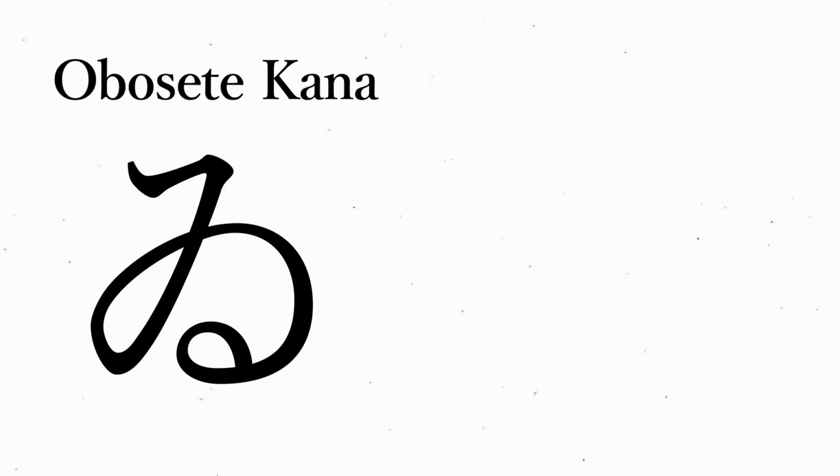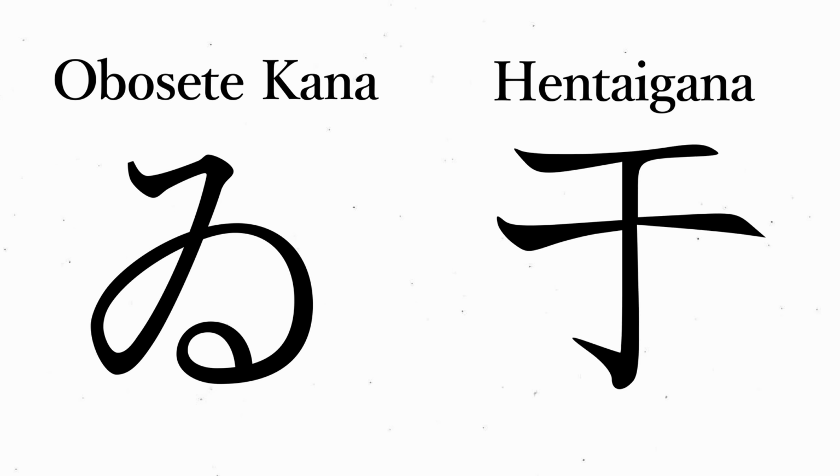So there are two kinds of rare kana. There are the obsolete kana and there are Hentaigana. Obsolete kana are the characters that did have some standardized use in Japanese, but were eventually phased out. And Hentaigana are colloquial characters that see some use, but in rare and specific contexts.